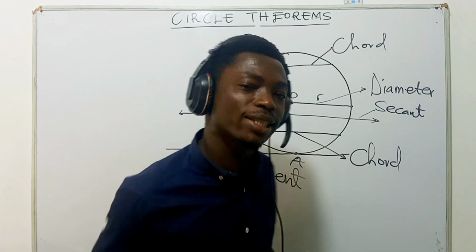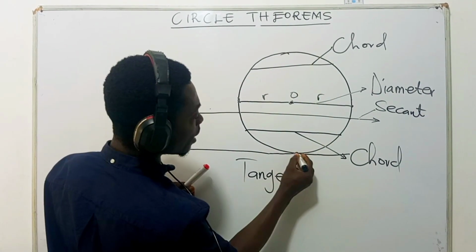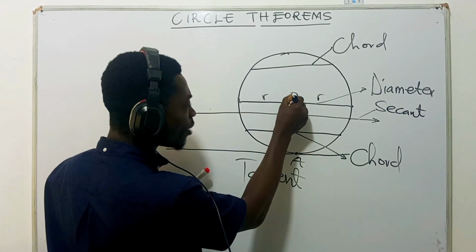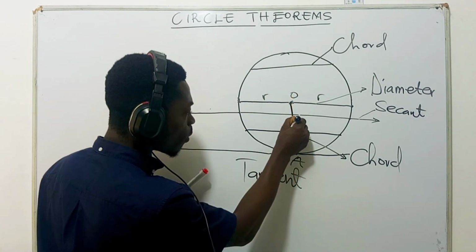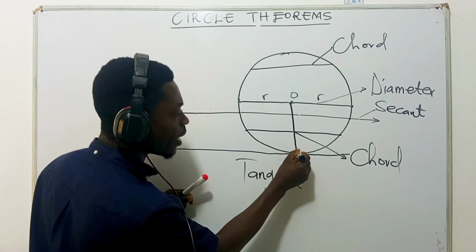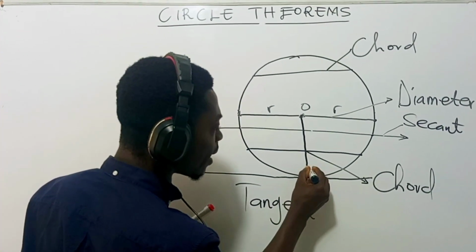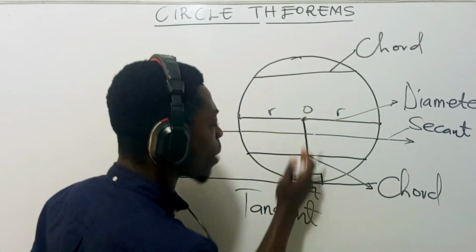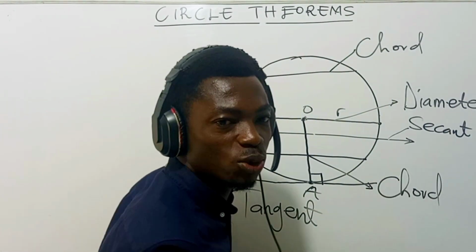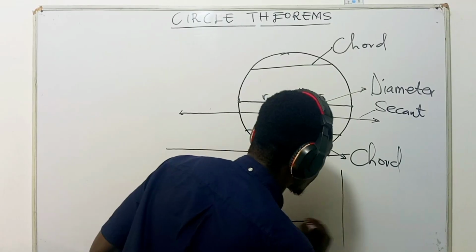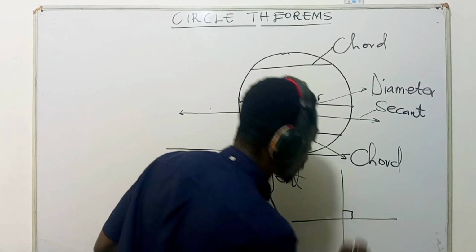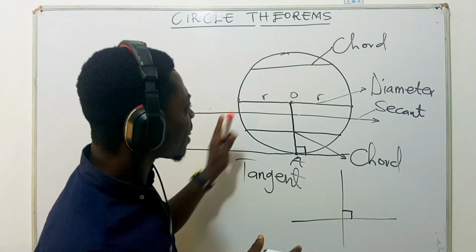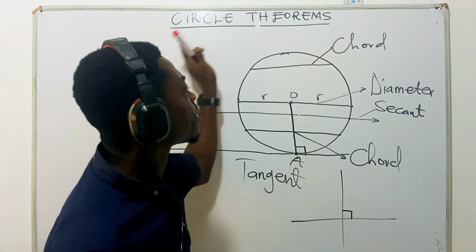But there's a special case here, guys. Look at it. This is the point and this is the center of the circle. If we draw a straight line to meet the point of contact at A right here, there's always a 90 degrees angle being created. Why? Because the radius right here is perpendicular to the tangent. Remember, they are perpendicular to each other, so we have a 90 degrees angle right here. So basically, these are the things that you need to know when it comes to circle theorem.